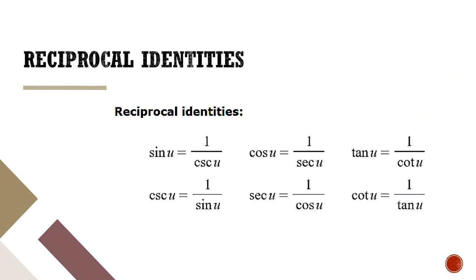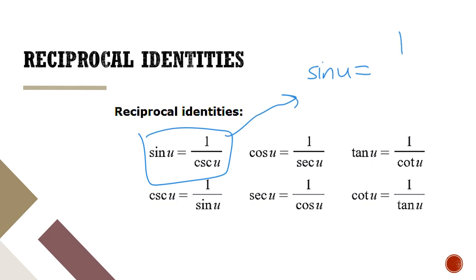So these are our reciprocal identities. It's just saying that the cosecant of u and sine of u are reciprocals of each other. So in order to find the sine of u, I can just do 1 divided by the cosecant of u. So the main idea is this: the sine of u is the same as 1 over 1 over sine of u, which is the cosecant of u. So let's flip this so the sine goes back up top.